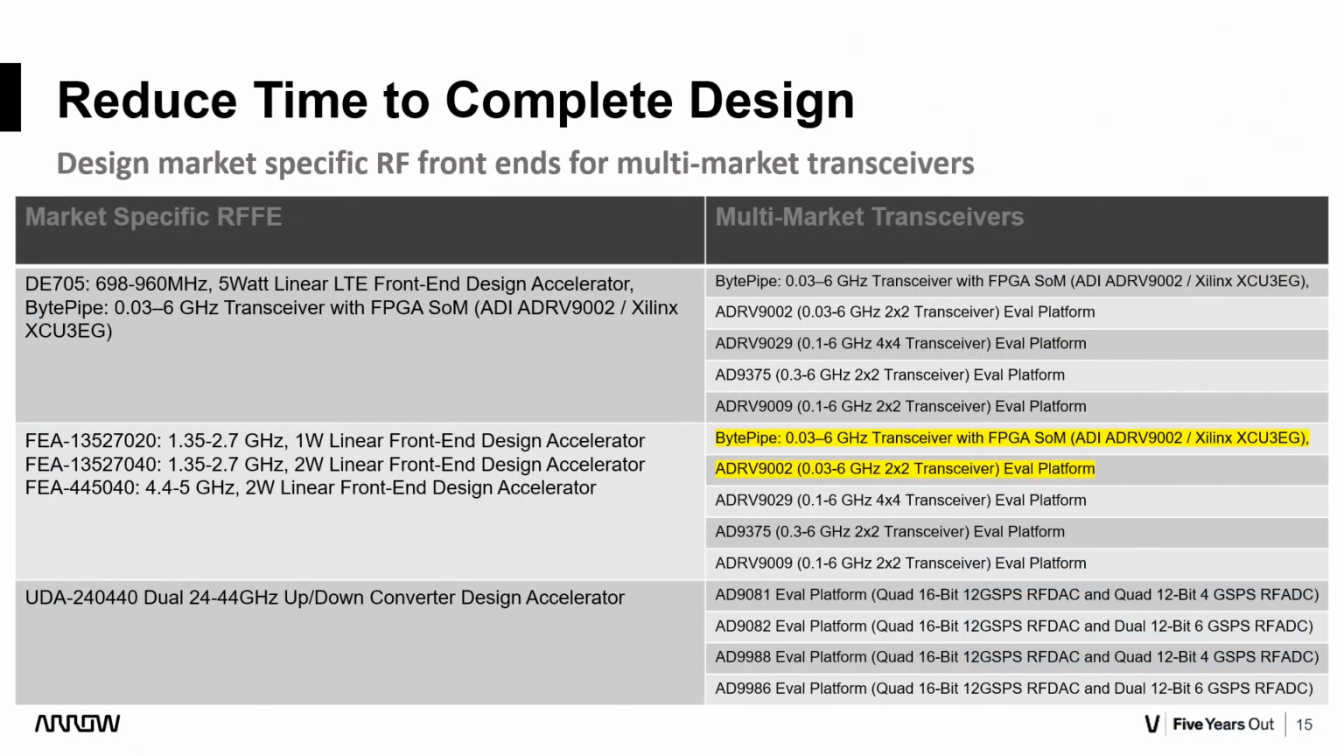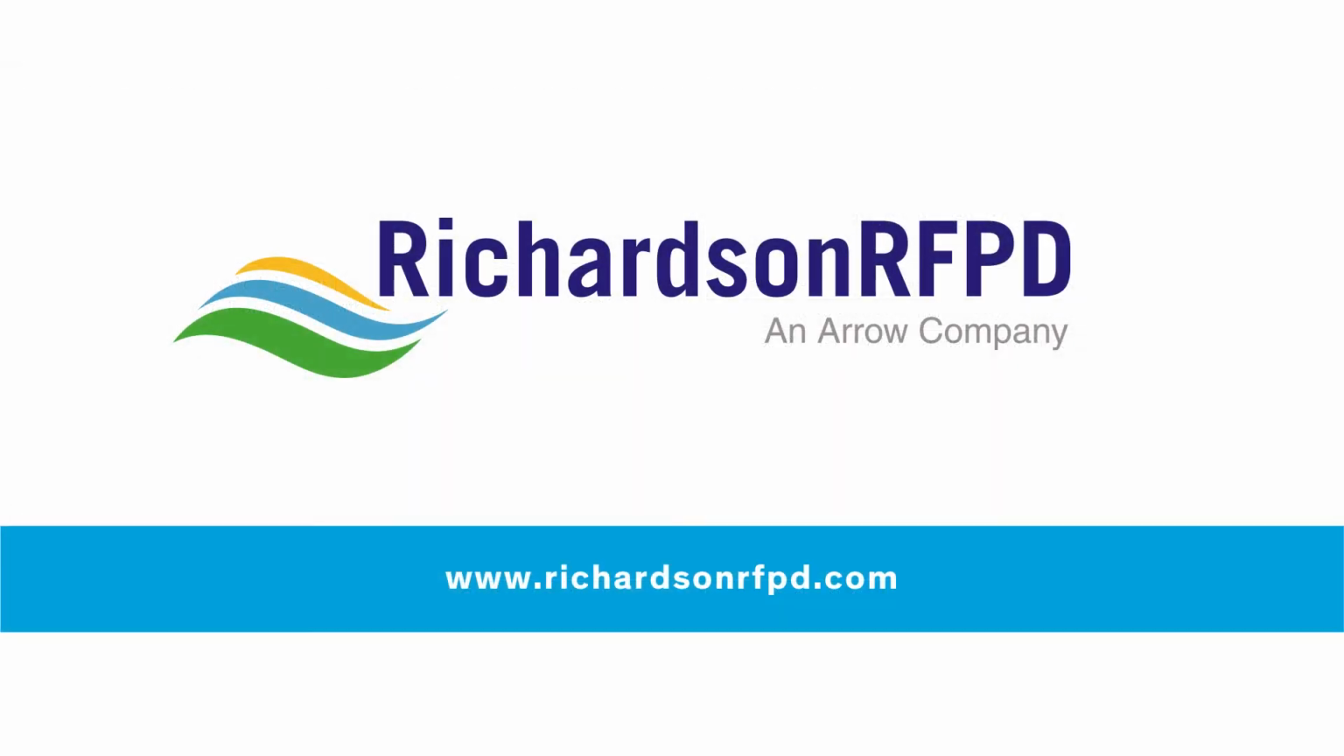Included is a summary of the market-specific RF front ends and the associated multi-market transceivers I've highlighted today. As you can see, there's a lot to choose from. I hope you've enjoyed this presentation.